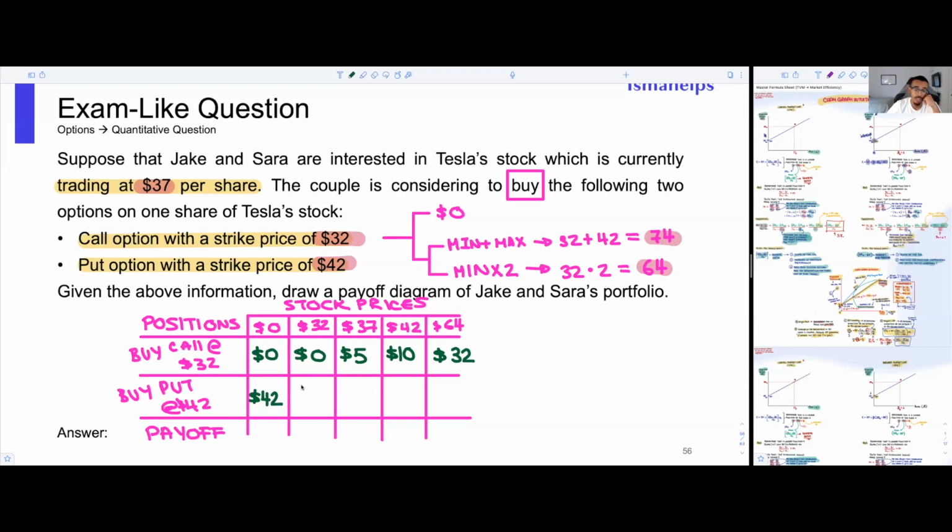All right. And if we continue on this train of thought, if the stock price is $32 and you have a put option at $42, this means that you could charge them $10 more. So your payoff would be $10, right? And if it's $37, your payoff would be $5.